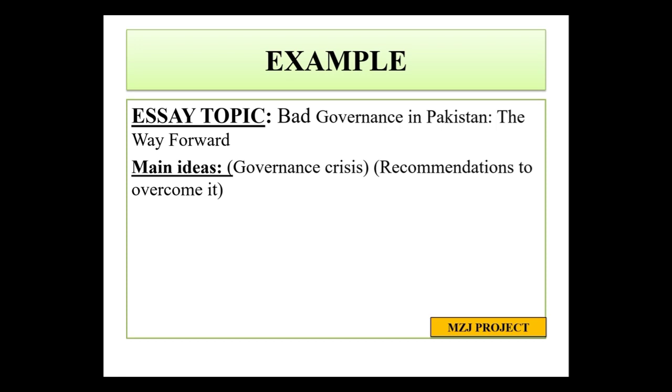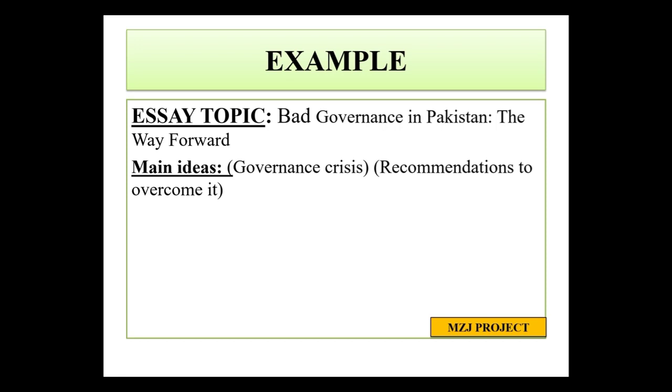Number 1 is bad governance or governance crisis. First of all, the candidate has to prove that there is bad governance in Pakistan. That is one thing he has to prove. Next, once he has proved that bad governance exists in Pakistan, then he has to give the causes of this bad governance, that is, what the causes of bad governance are.